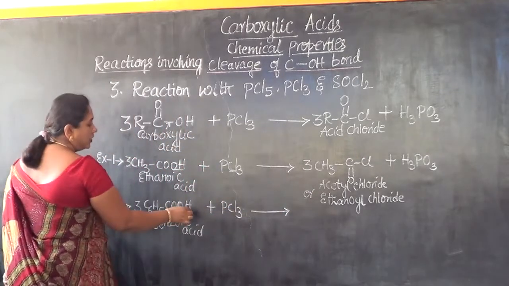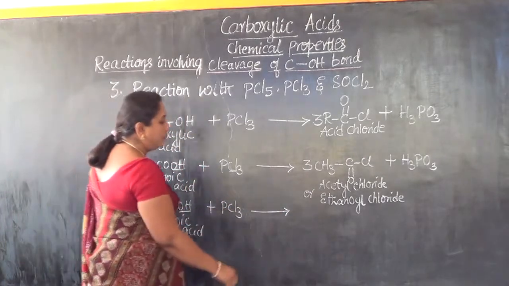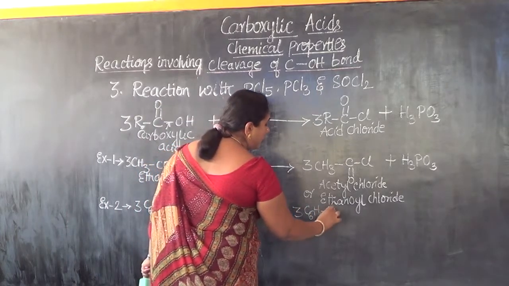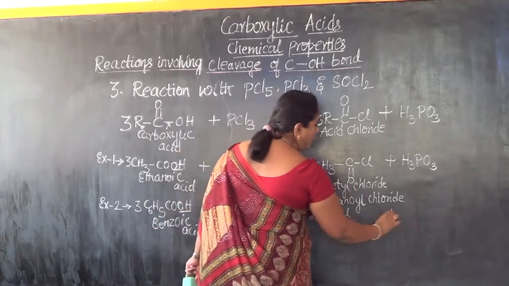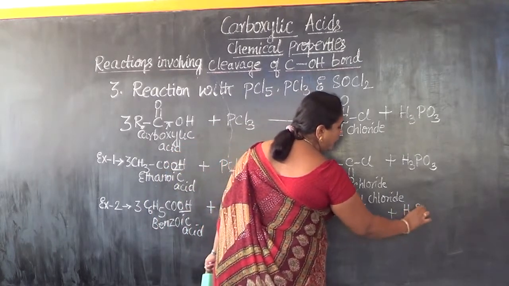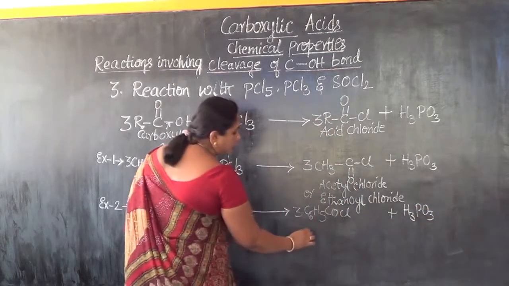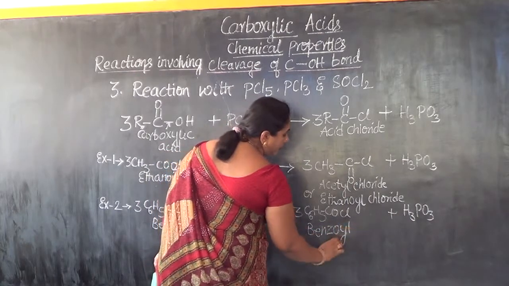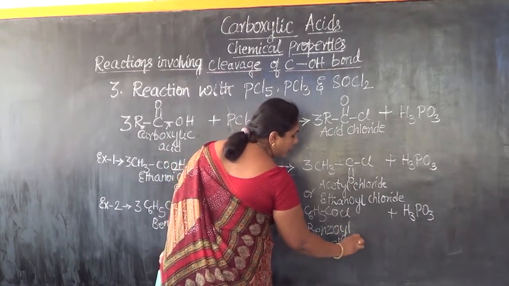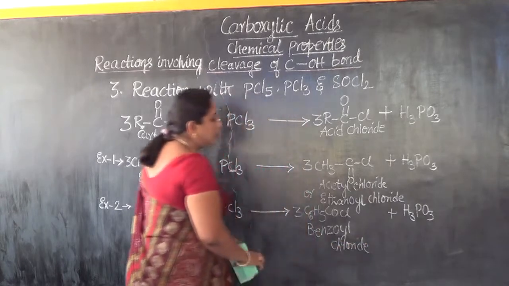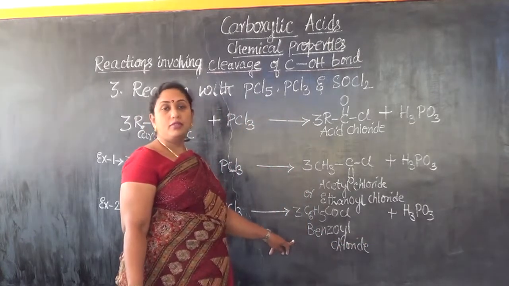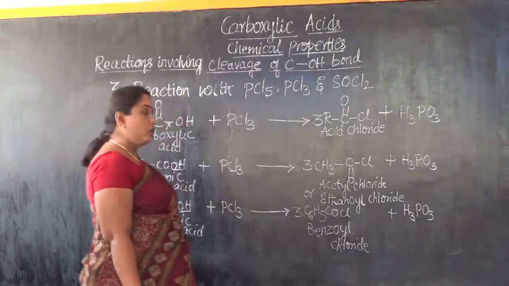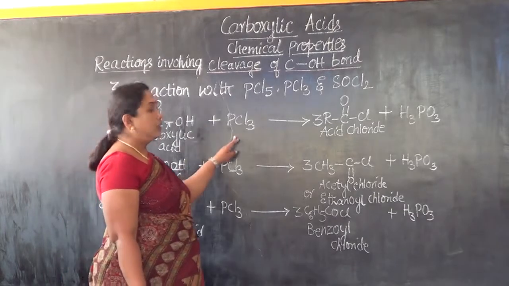Now what happens? The OH is replaced by Cl, resulting in the formation of 3 molecules of C6H5COCl along with H3PO3. So what's the name of this compound? Benzoyl chloride. For all benzoylation processes, this will be one of the reactants that we will be taking. So this is how we obtain benzoyl chloride when we treat it with PCl3.